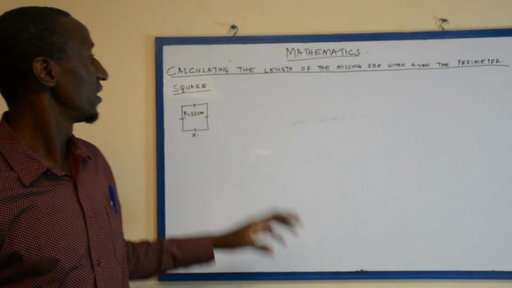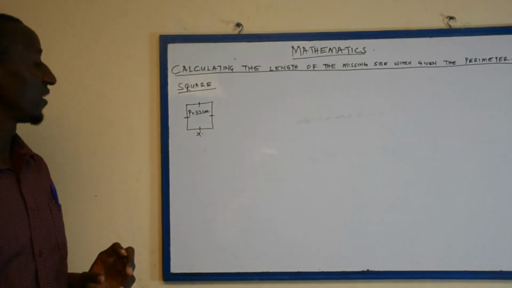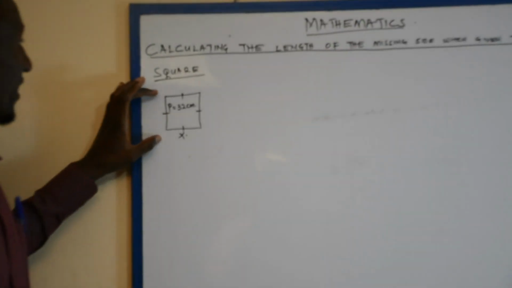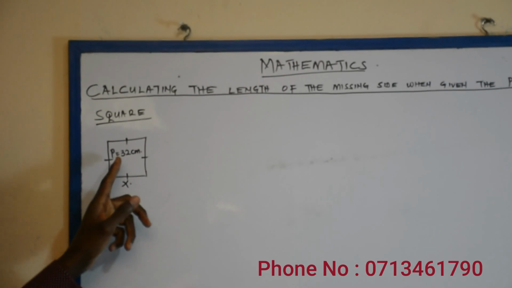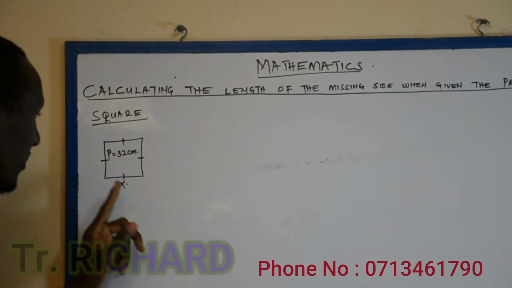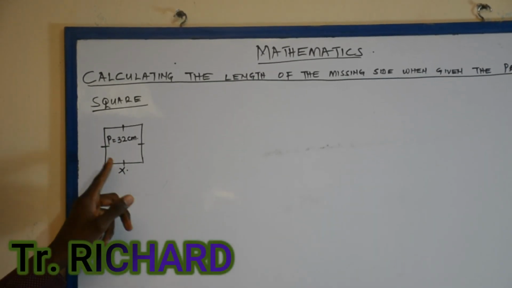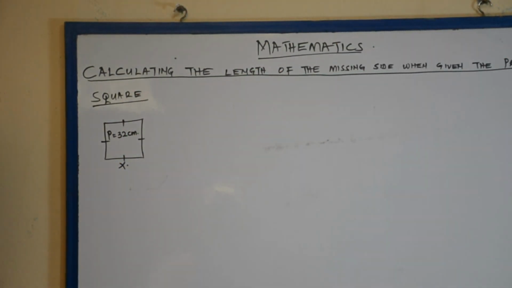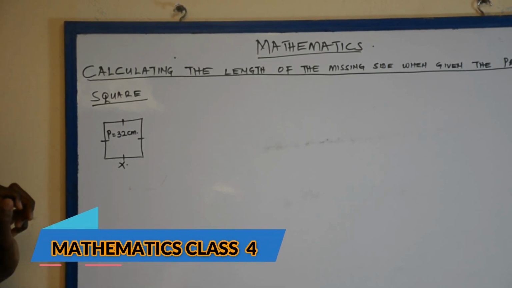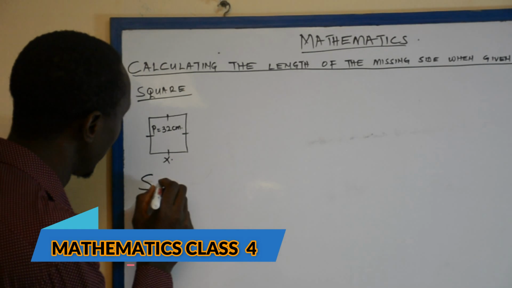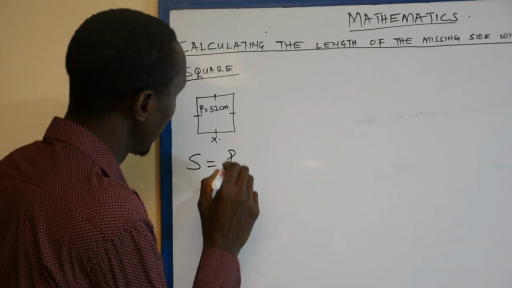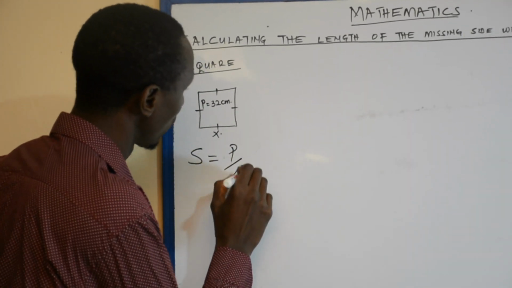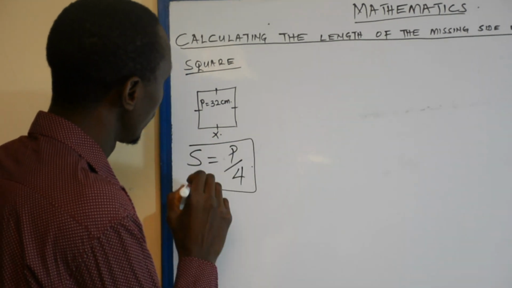Let us start with a square. Provided you're given a square like this one, they have given you the perimeter is 32, but they have not given you x. They have not given you the sides. So they want you to find this side. For this one, there is a formula that you can use. You say side is equal to perimeter over 4. Always use this formula.